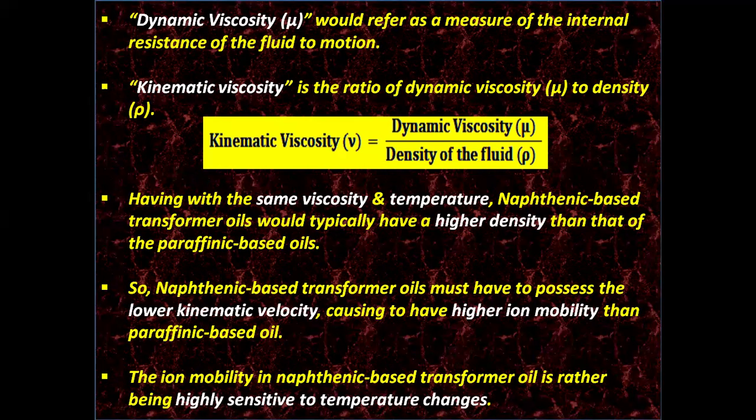With the same viscosity and temperature, naphthenic based transformer oils typically have a higher density than paraffinic based oils. So, naphthenic based transformer oils must possess a lower kinematic viscosity, causing higher ion mobility than paraffinic based oil. The ion mobility in naphthenic based transformer oil is also highly sensitive to temperature changes.